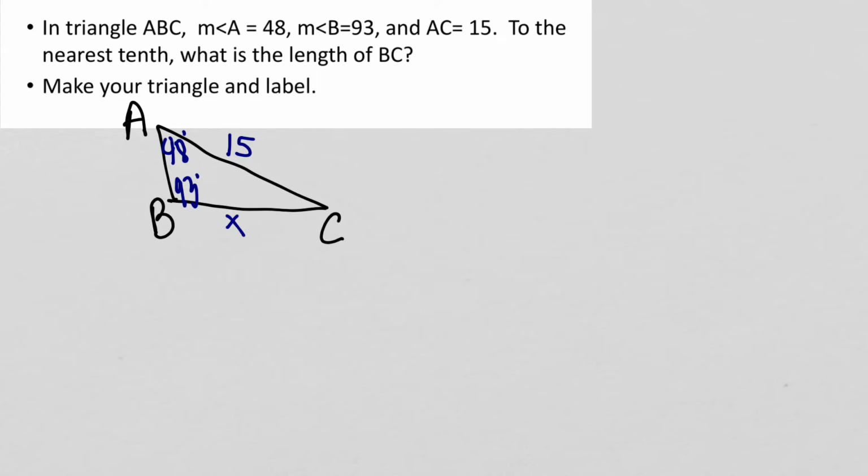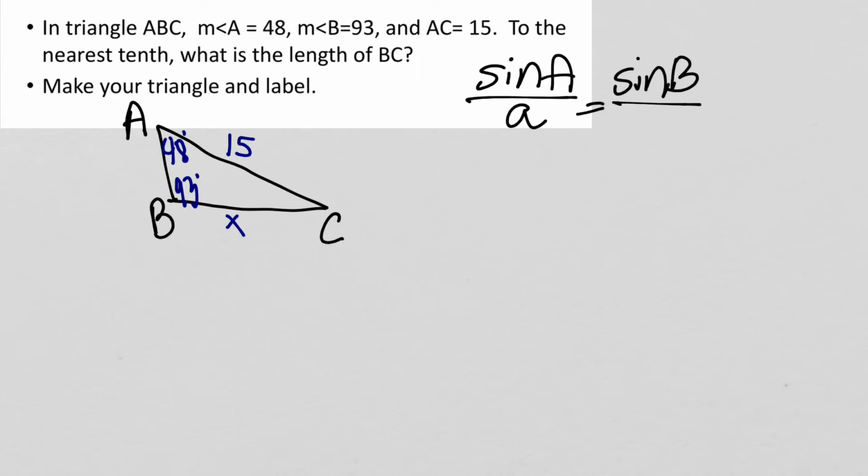All right, so the law of sines says I'm looking at an angle with the side opposite of that angle as my first ratio. So let's write down the formula again. Sine A over a, sine B over b.